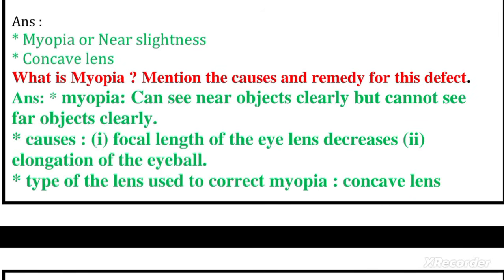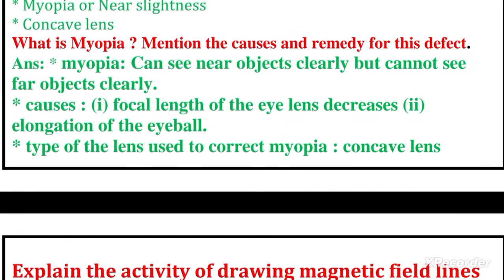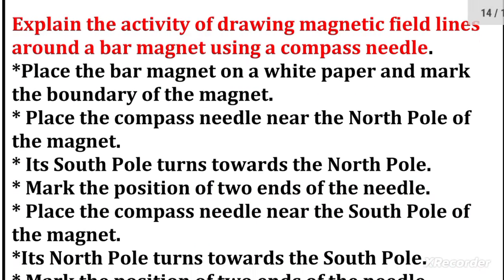Next question. What is myopia? Myopia is a defect in which one can see near objects clearly but cannot see far objects clearly. Mention the causes. First cause, the focal length of the eye lens decreases. Next point, elongation of the eyeball. Remedy for this defect: use the concave lens.